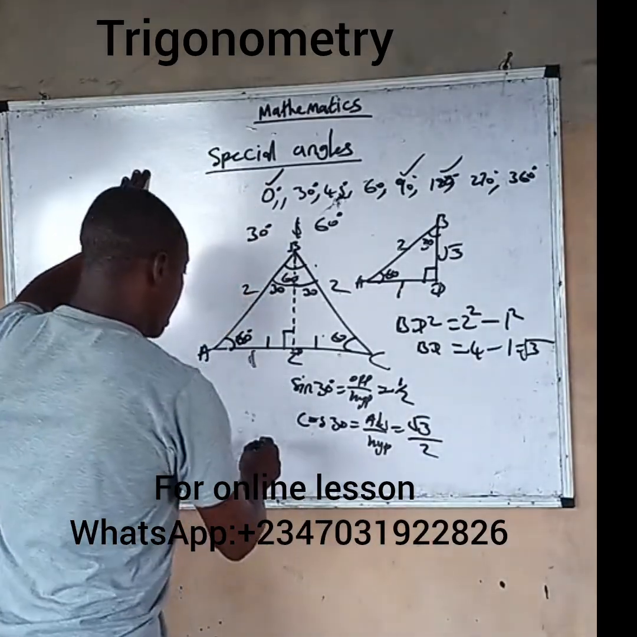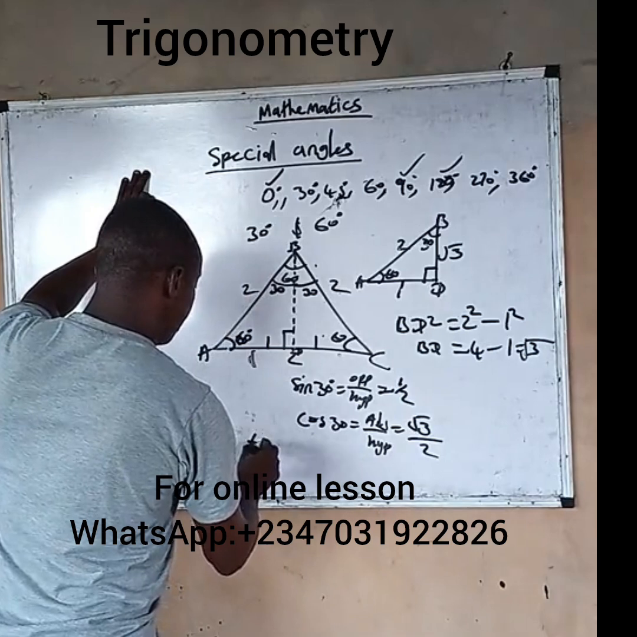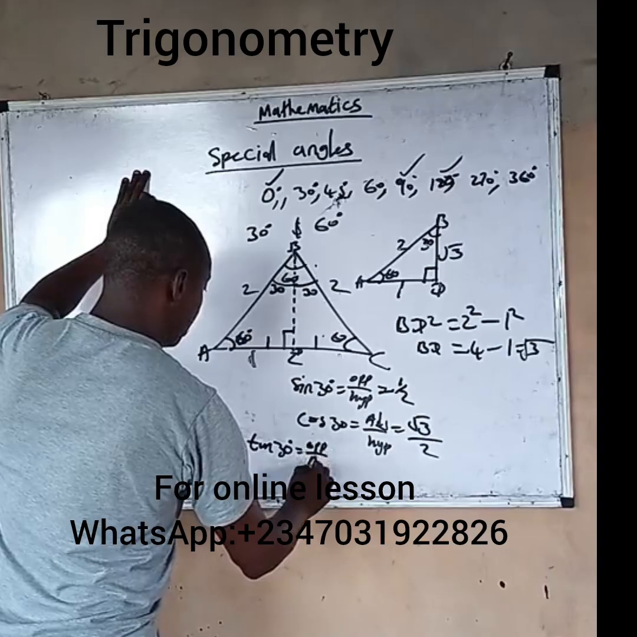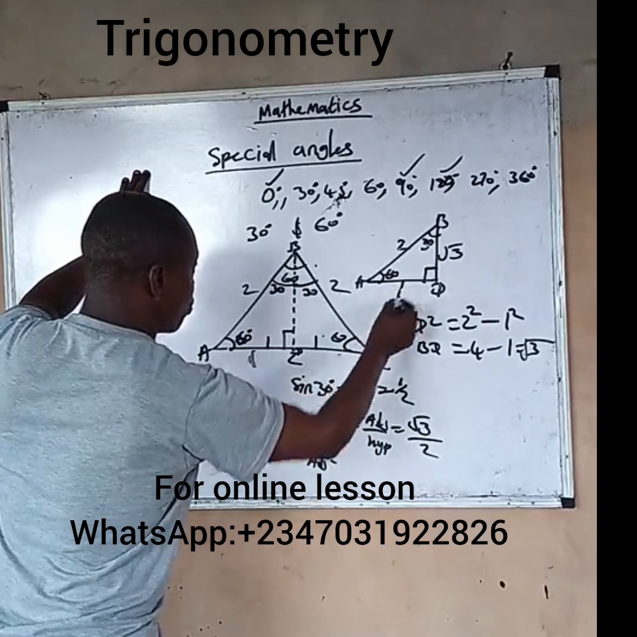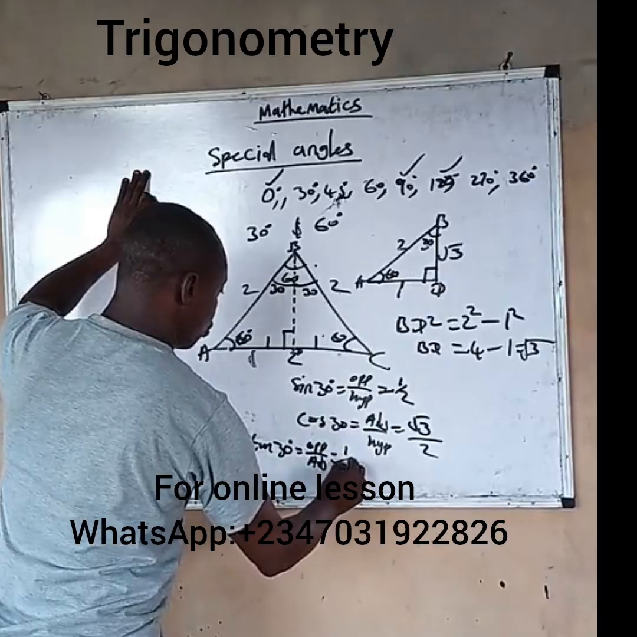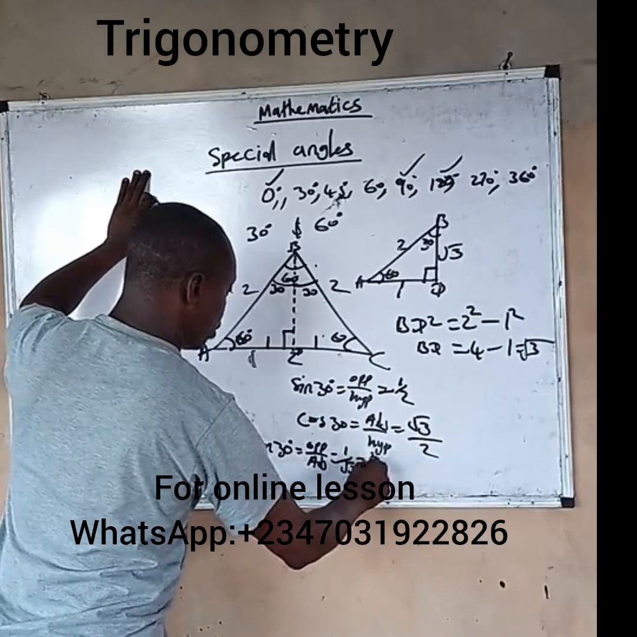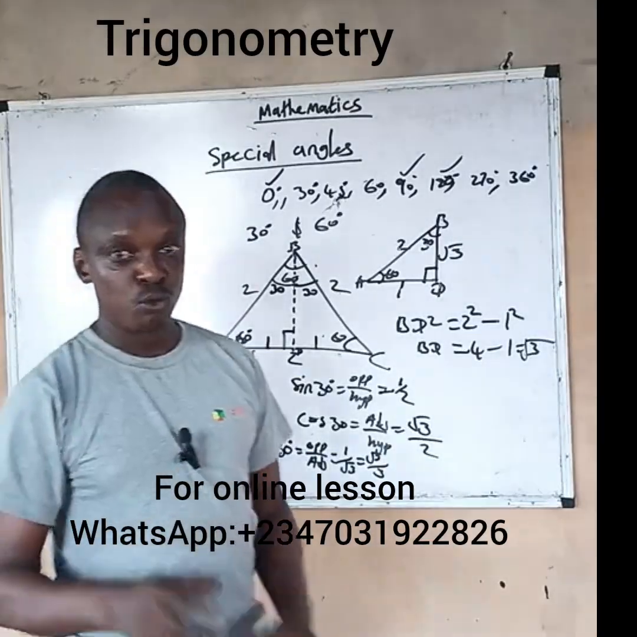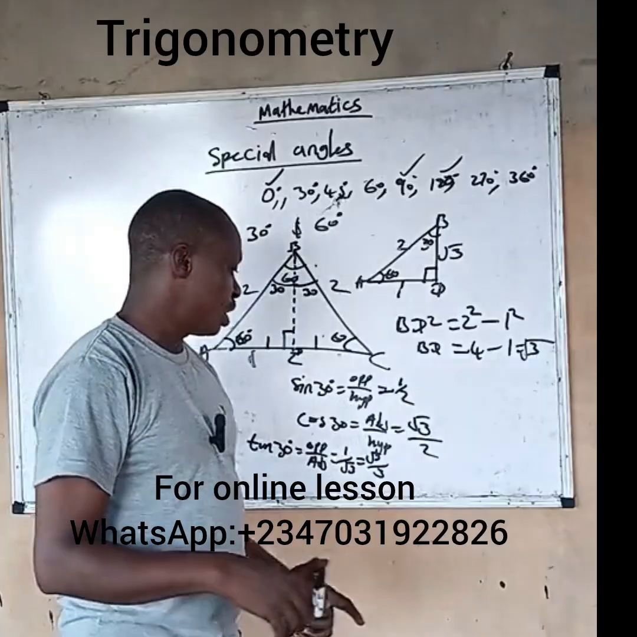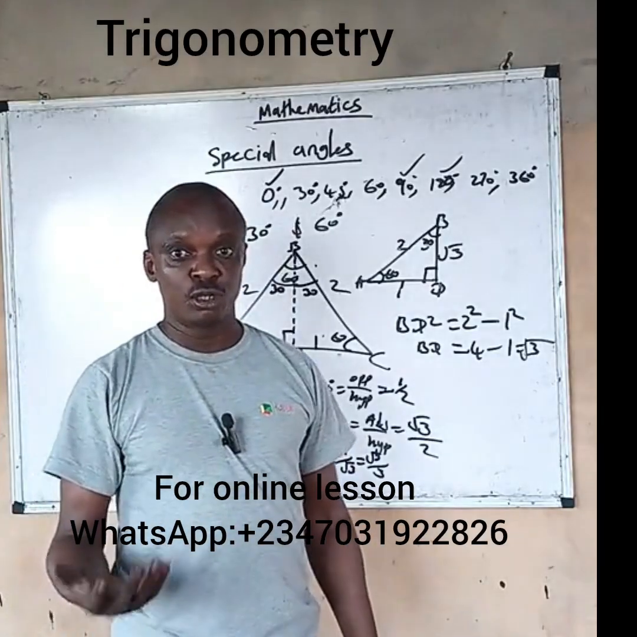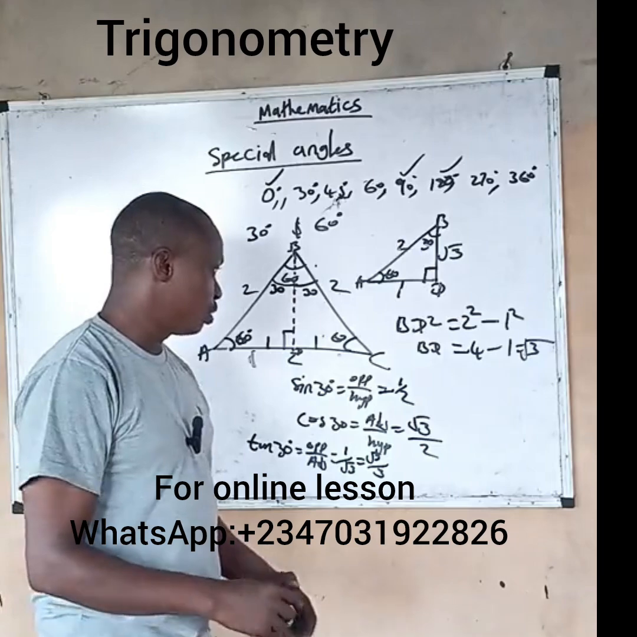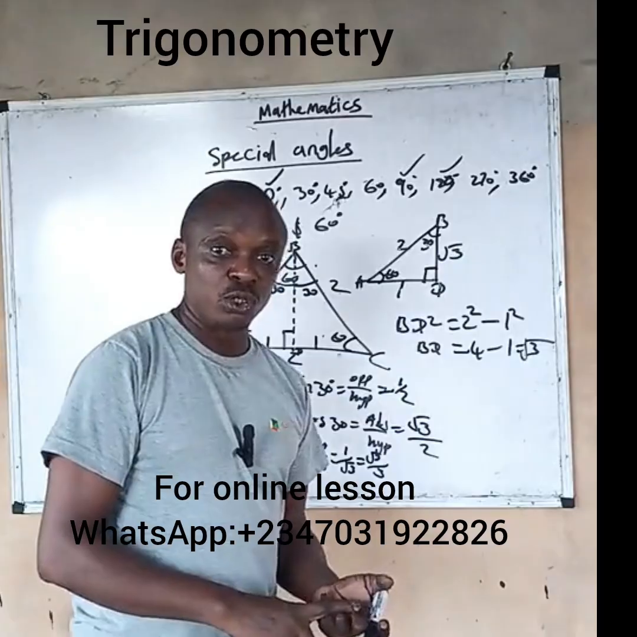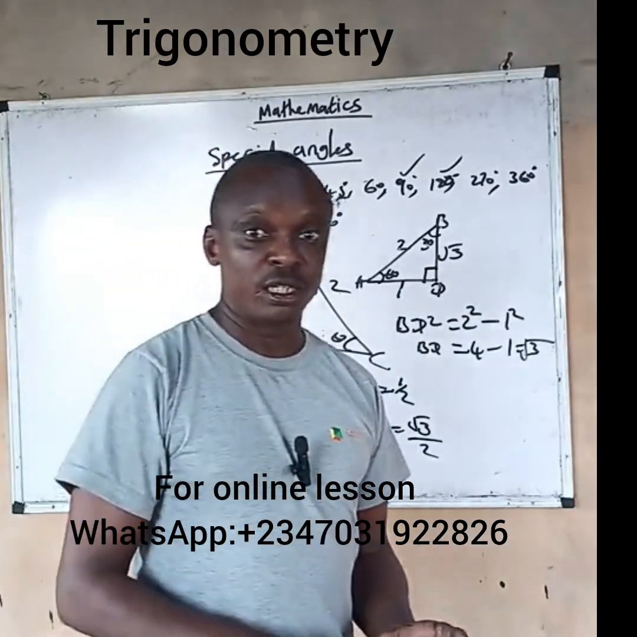Then tan 30 degree. Tan is opposite over adjacent. The opposite to 30 is 1. Adjacent is root 3. That is 1 over root 3. Or in short form, you can say root 3 over 3. When we do surds, we will understand what we call rationalization. We have to rationalize if your denominator is a surd in mathematics. I will teach you rationalization in surds. All right, so that is tan 30. So we now discover that sine 30 is half, cos 30 is root 3 over 2, while tan 30 is root 3 over 3 or 1 over root 3.